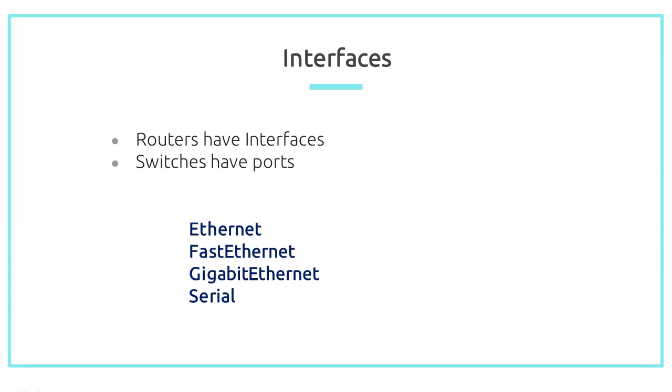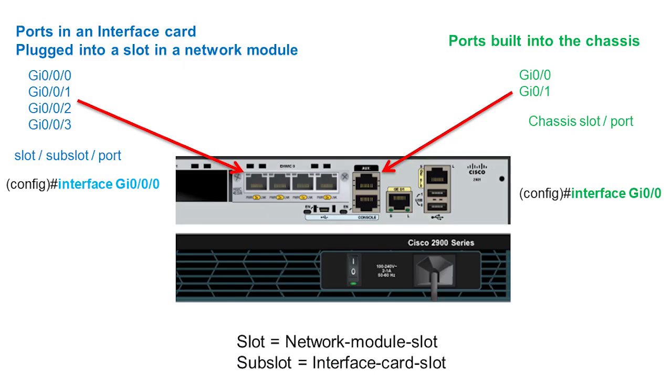Interfaces are used to connect devices. Routers have interfaces, and switches have interfaces known as ports. Interfaces used in Cisco devices are Ethernet, Fast Ethernet, Gigabit Ethernet, and Serial. Device chassis have network modules, known as chassis slot port. In this device you can see them as Gig 0/0.